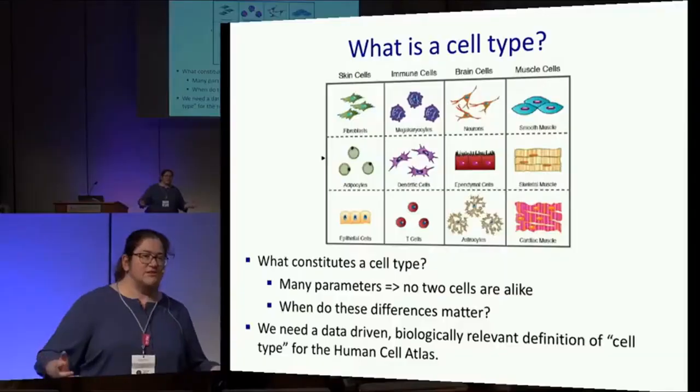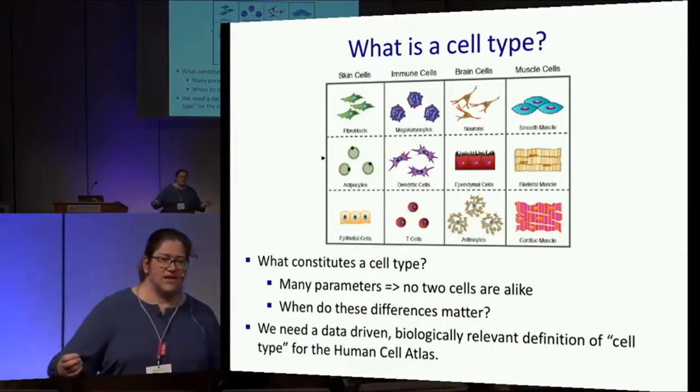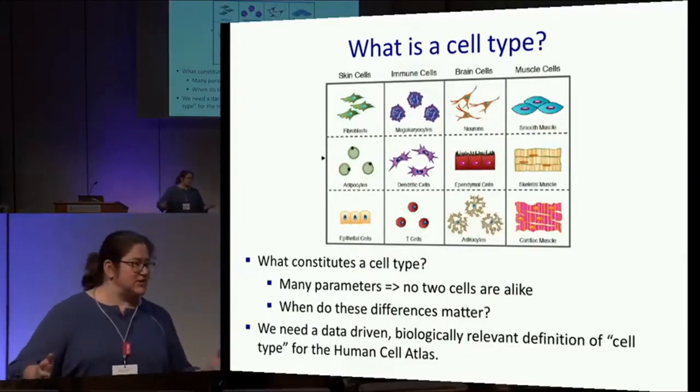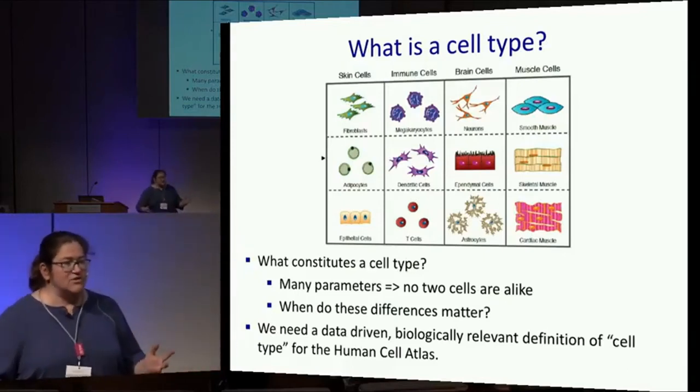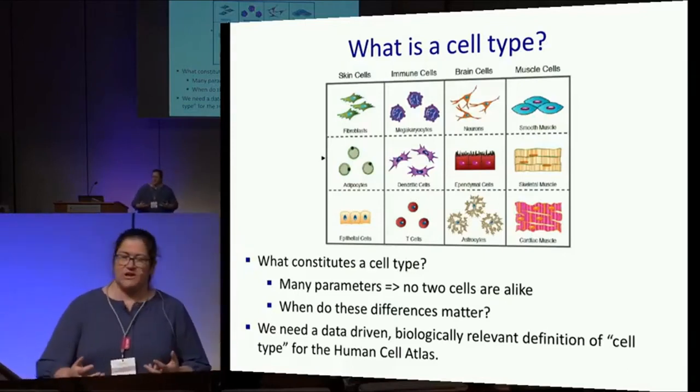But when you collect single-cell data, no two cells are the same. Every cell has a different expression profile. But which ones are meaningful? How do we organize them?